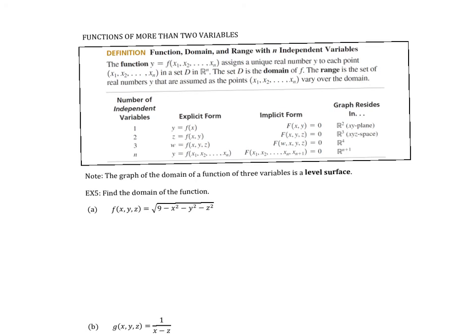So in general, if you look at this table, if you have one independent variable, then y is a function of the one independent variable x. That would be the explicit form. Implicitly, it could be a function of x, y, and we could set it equal to 0. So the graph would be in the xy plane, 2-dimensional space. If you have 2 independent variables, z is written in terms of the 2 independent variables, x and y, or implicitly we can write it as a function of x, y, z. That would be in 3-dimensional space, or x, y, z space.